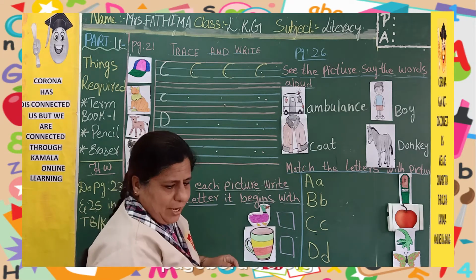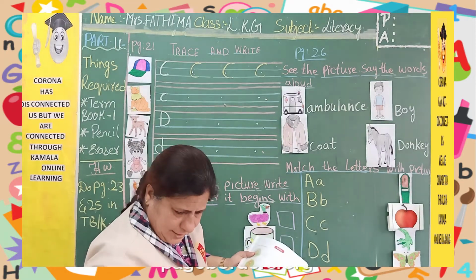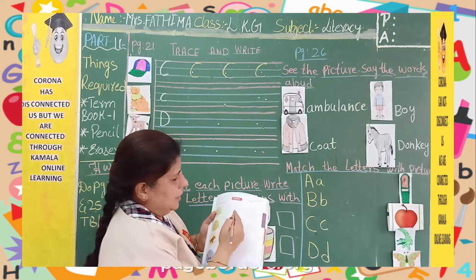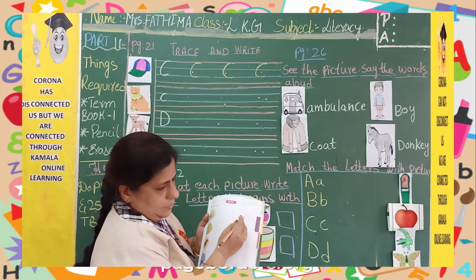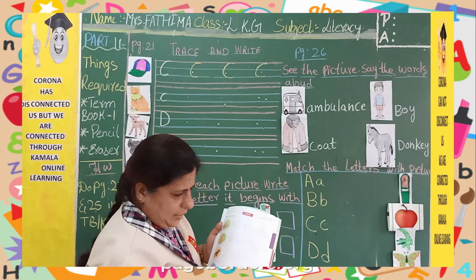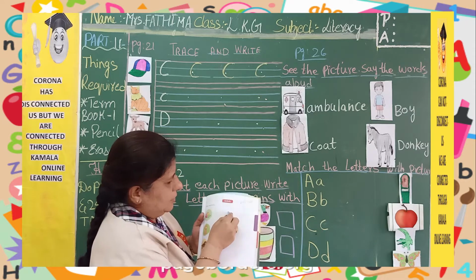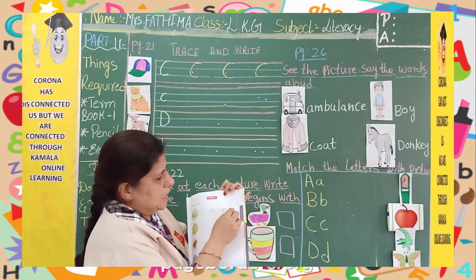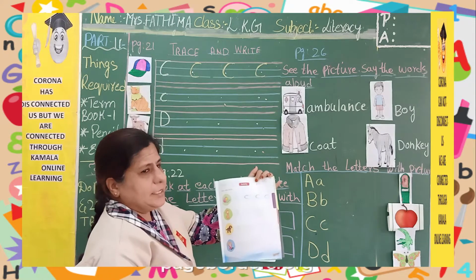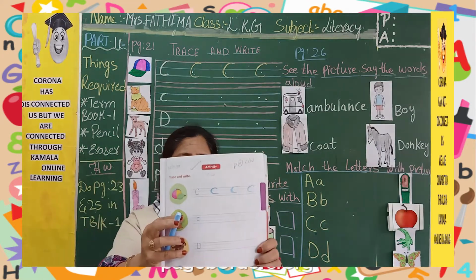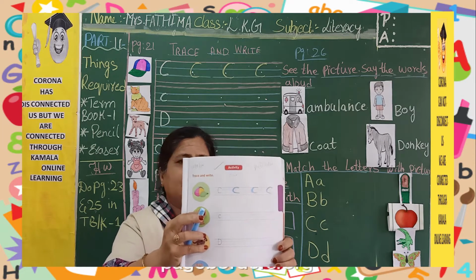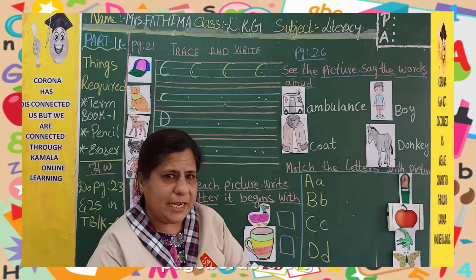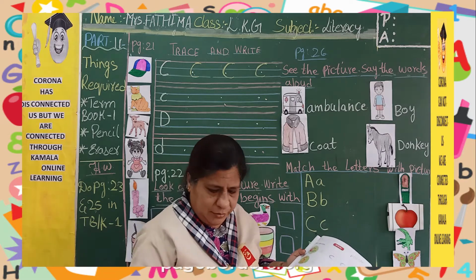Only 3 letters you have to write. C like this, children. You write far, don't write near. See? Capital C. Like this you have to write. Leave the finger space and write. 3 letters should come. 1, 2, 3. Okay, children? I hope you all understood.